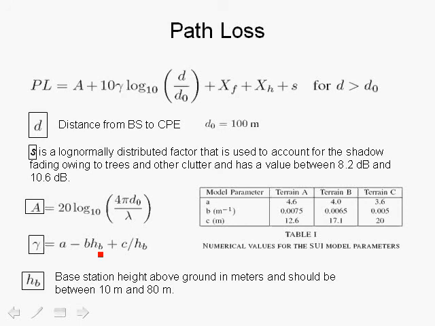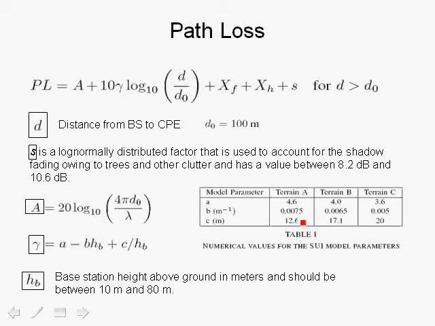Also note that as we increase the height of the base station h sub b, then gamma decreases, and we get less path loss, which makes sense the higher the base station antenna is. Let's take a look at this factor C over here. We see that factor C is affected by the terrain type quite a bit.